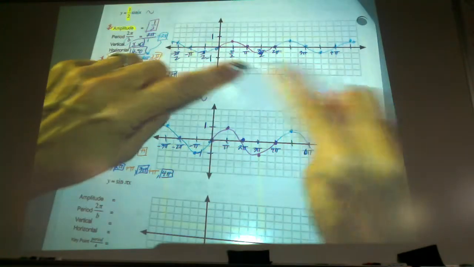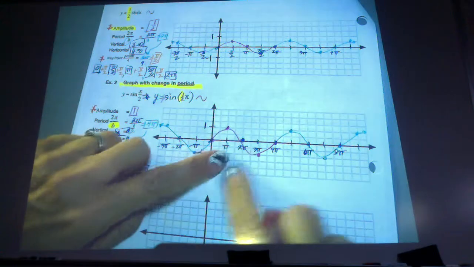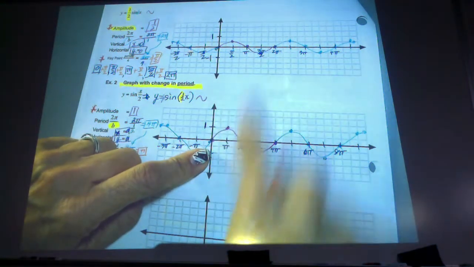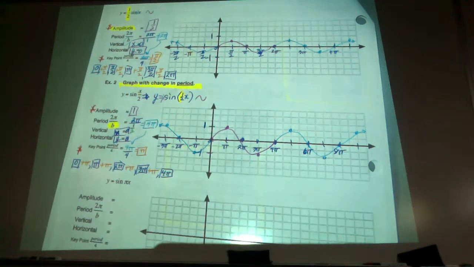This one I partitioned the x-axis by half of pi's. This one I partitioned by pi's, but I kept the same increments. In other words, I changed the scale. So of course they look very similar. So here's what I'd like to do, and you can do this in a pencil that's dashed.